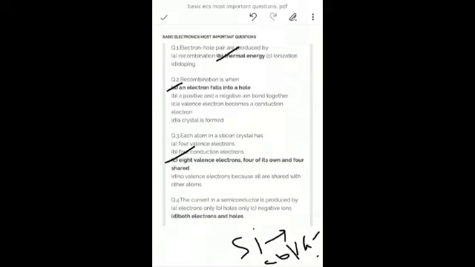In question number 4, the current in a semiconductor is produced by electrons and holes. In a semiconductor there is repulsion and an attraction force between electrons and holes. So the current is produced by electrons and holes. Moving towards the next question.